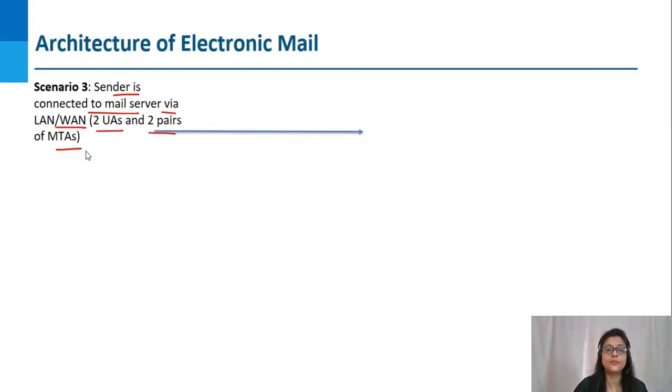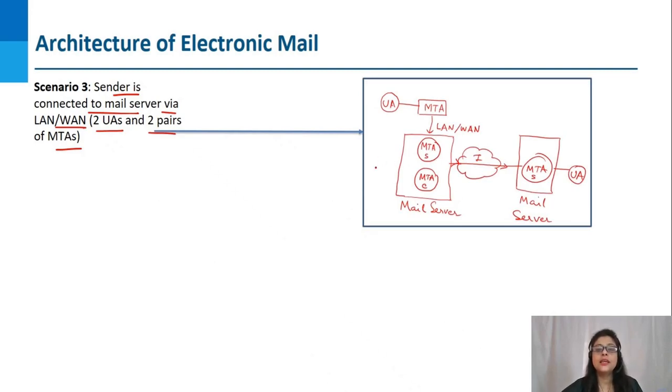Let's see how it is done. So here we can see this is the sender side. The sender has the user agent which will create the mail. It goes to the MTA and now the sender is connected to the mail server via the LAN or the WAN. So here this MTA at the client end will go via the LAN and the WAN to MTA of the server. So MTA of the server goes to MTA of the client of the mail server. Then from here it goes through the internet and goes to the mail server of the receiver.